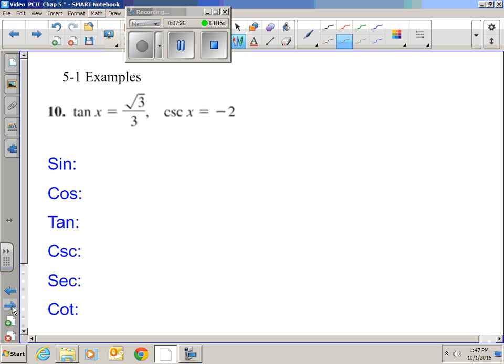Okay, let's do an example for 2 or 3. I have a little poem: when in doubt, draw a triangle. So I'm looking here right now, my tangent of x is positive. My cosecant of x is negative. So first I'm going to play the game. What quadrant am I in? Very good. I'm in the 3rd quadrant, so I'm going to draw a 3rd quadrant triangle.